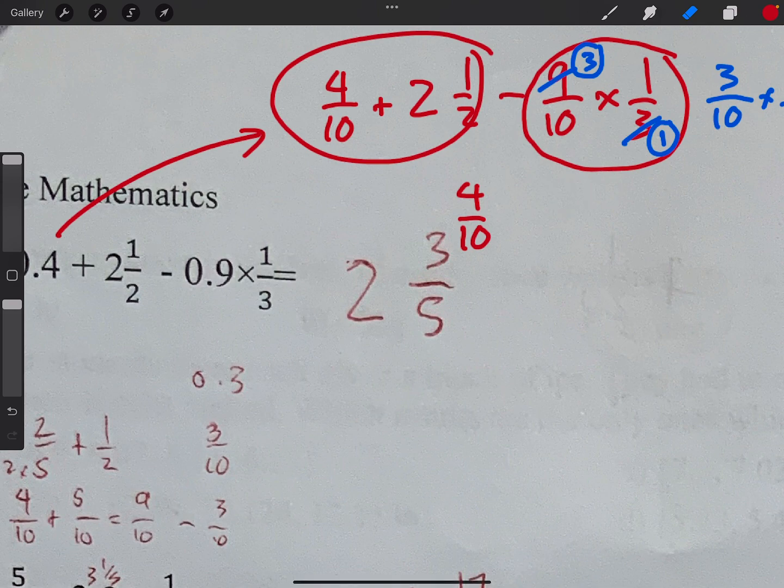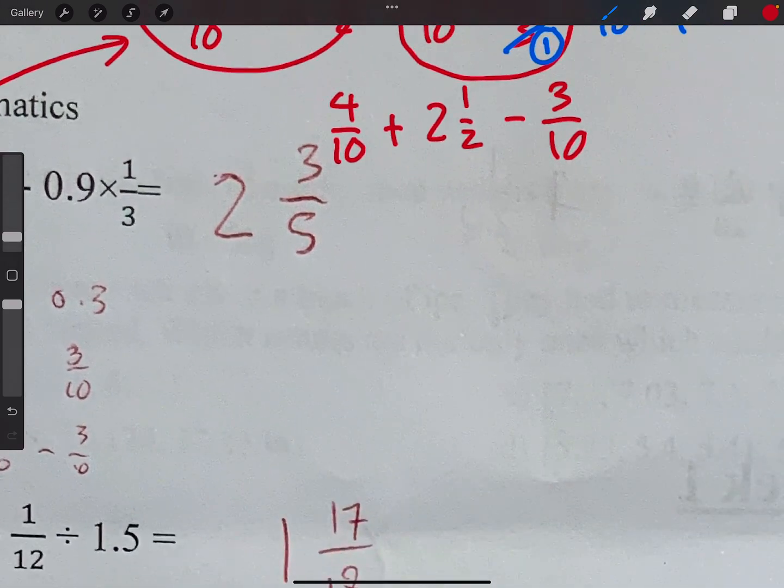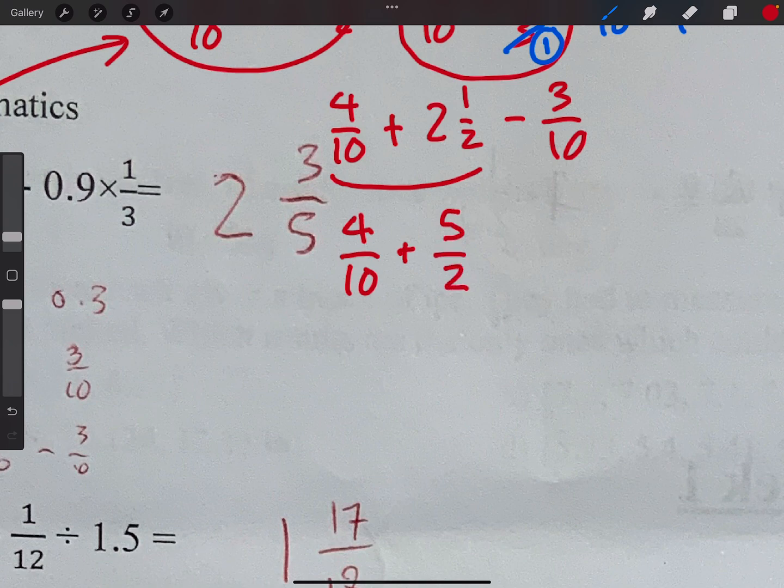Alright, so 4 on 10 is plus 2 and a half, and then minus 3 on 10. Okay, so now when you have this, we have plus and minus, so we'll do left to right first. This has to be done first. This will be 4 on 10. Now I need to change this one into an improper fraction, so that will be 5 on 2, and then minus 3 on 10.